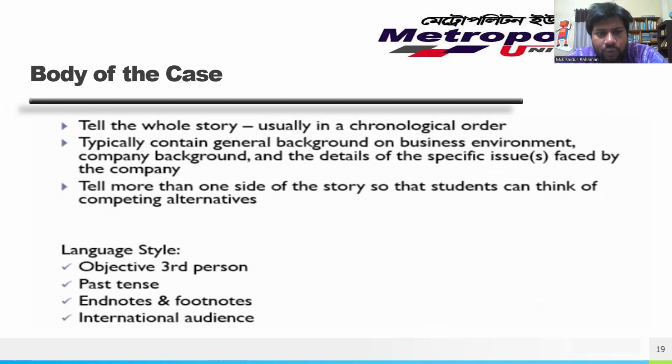And of course, for supporting the story, you must input some business environment settings, company backgrounds, and specific issues or symptoms. What are the theories you have used? Some statistical viewpoints, some figures and photos. For the photos you have collected, you must mention where from. If you write and draw it on your own, it's not necessary to cite anything. But if you collect the photo from the organization's website, you must take their consent.